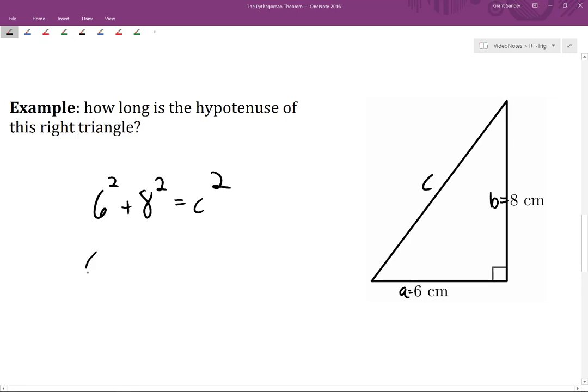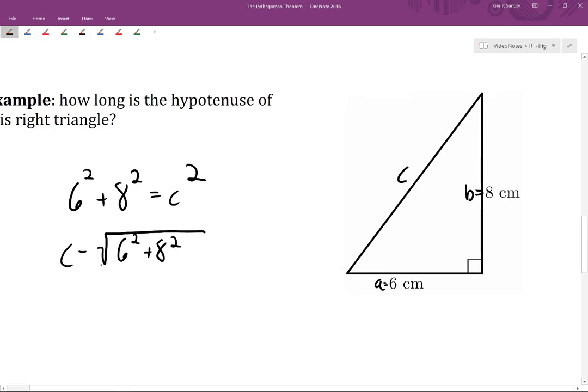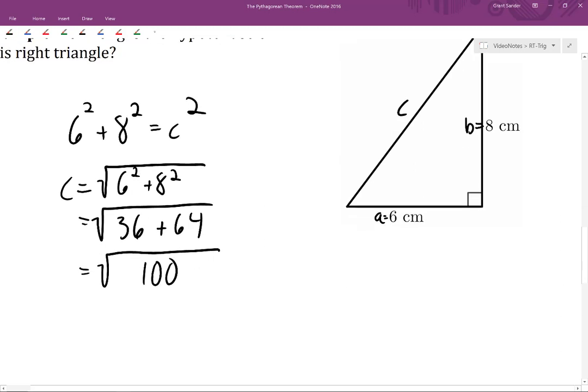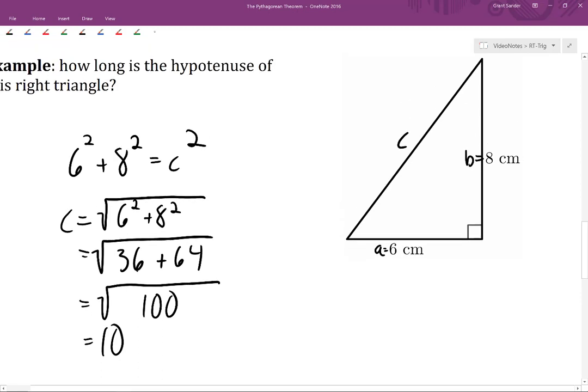And therefore, c will be equal to the square root of 6 squared plus 8 squared. Now, when we take the square root here, we usually do plus or minus. But since we know the length of the hypotenuse is positive, we just do a positive square root. And 6 squared is equal to 36. 8 squared is equal to 64. And therefore, we're looking at the square root of 100, which is equal to 10. And therefore, the hypotenuse of this right triangle is 10 units long.